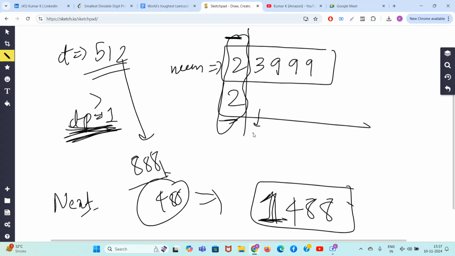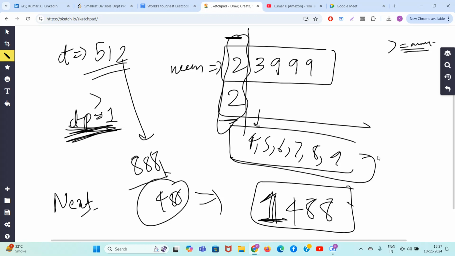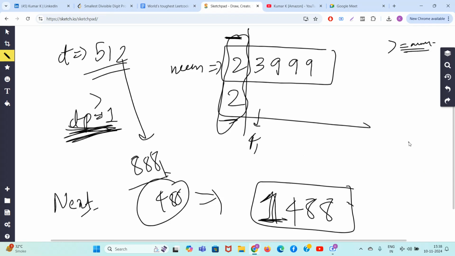So now which numbers can you use here? Any number bigger than 3, because we want a number greater than or equal to nums. Same is not allowed. So you can use a 4, 5, 6, 7, 8, 9. That's it. Try all these possibilities and the problem is solved. That's it, guys. So first, I will try to use a 4.